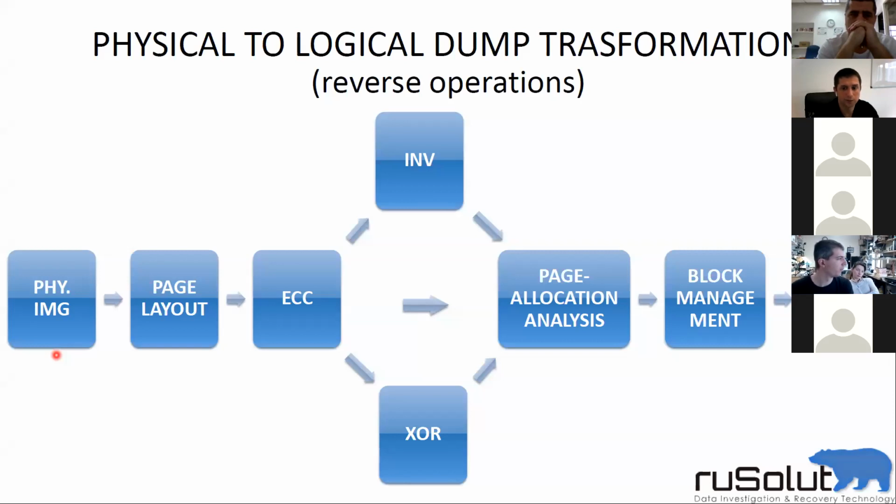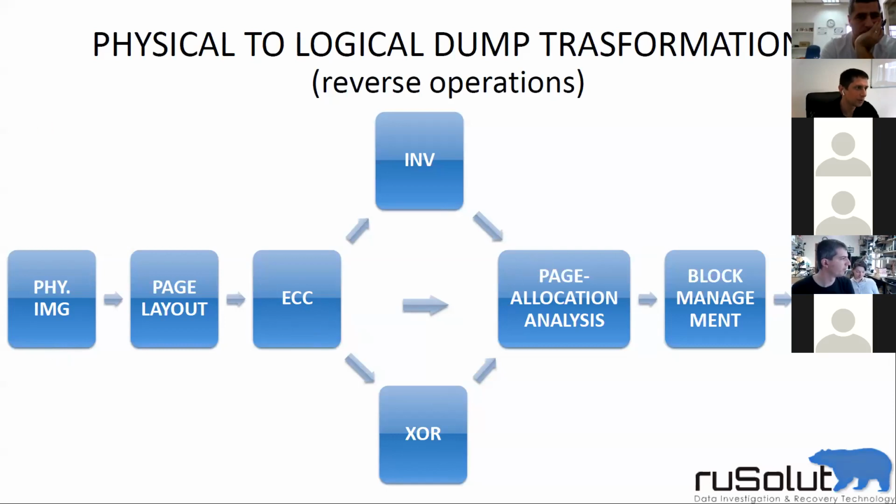And once we understand how pages were written into the chip, we apply some transformations, or maybe we just skip this step if all the pages were written sequentially. On this step, we basically have good data integrity within one block, because let's say we don't have ECC errors, we don't have XORed transformations. All pages go sequentially within one block.